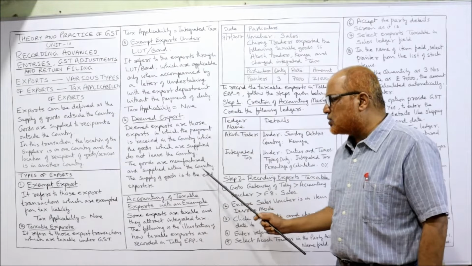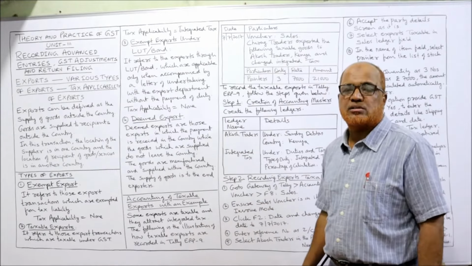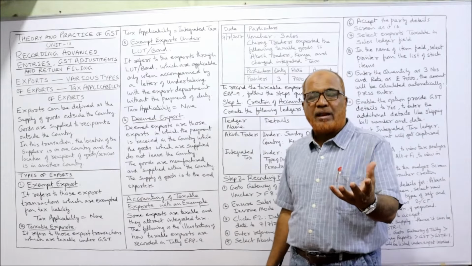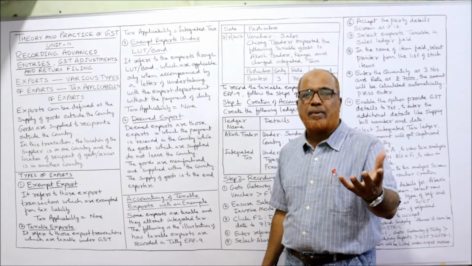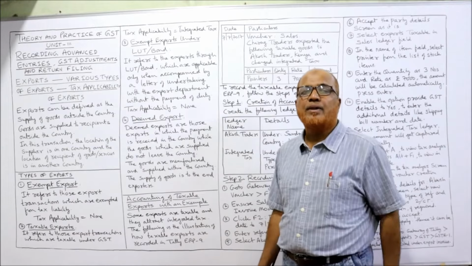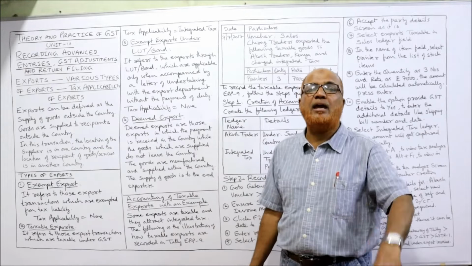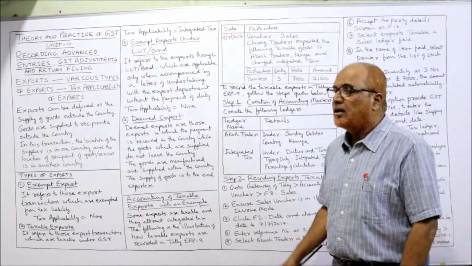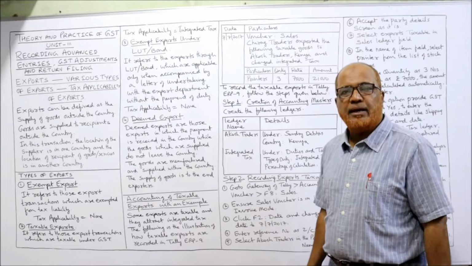The supply of goods is to the main exporters. That means the goods which are manufactured and supplied within the country to another party, and that party is the main exporter. That is called deemed export.